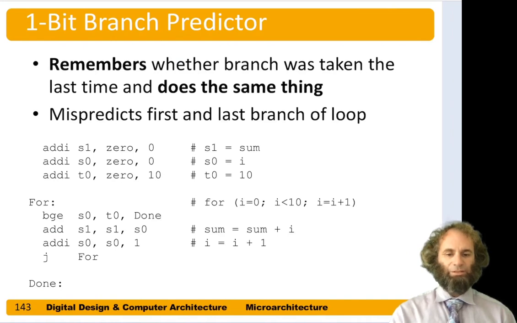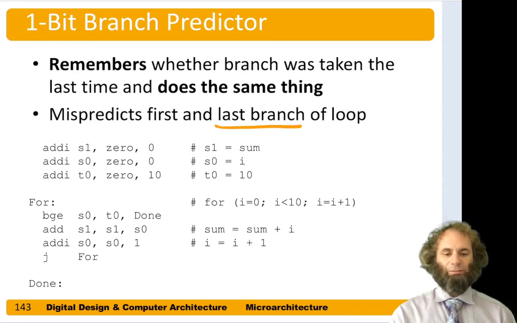The 1-bit branch predictor would predict whether the branch was taken last time and do the same thing. So on the last branch of the loop, we'd been saying don't take, don't take, don't take, don't take. On the last branch of the loop, it would be taken. So we would mispredict the last branch of the loop for sure.